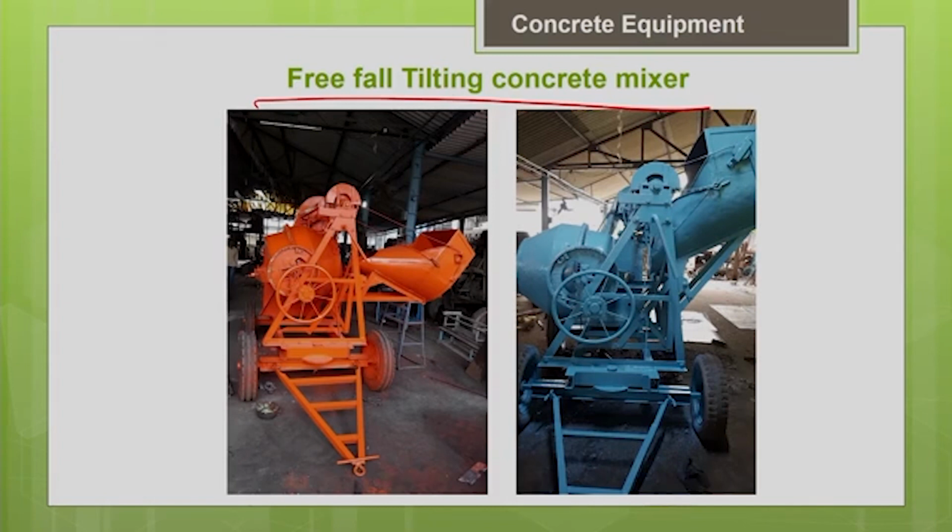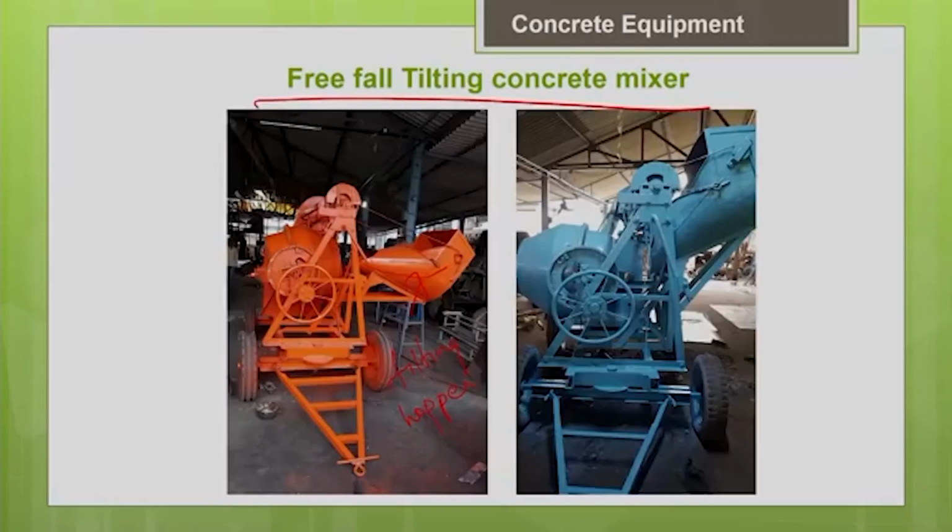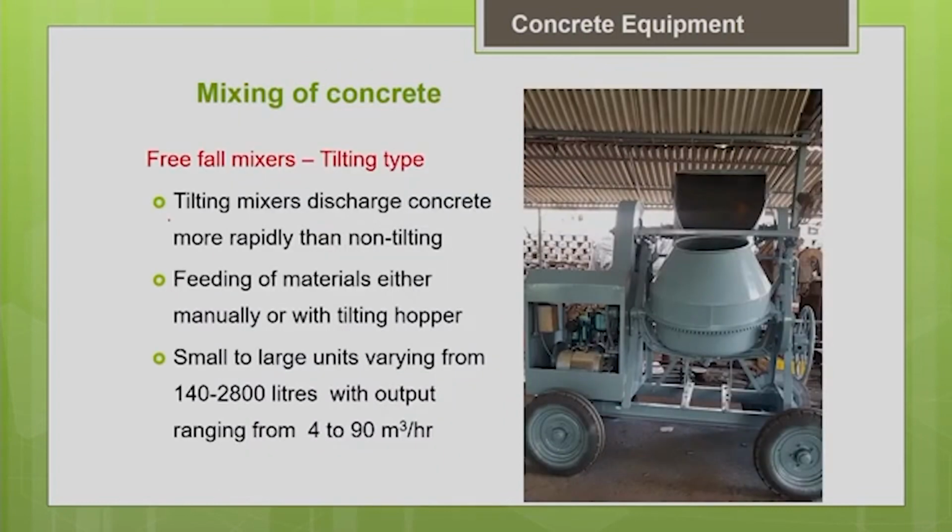Another important thing to be noted is you can have a tilting hopper like this. This is called a tilting hopper. With the help of this, I can easily feed the material into the concrete mixer machine. This will also help you to speed up the process. You can easily load the drum with the tilting hopper, and you can save time. As I mentioned earlier, the tilting mixers discharge concrete more rapidly than non-tilting.